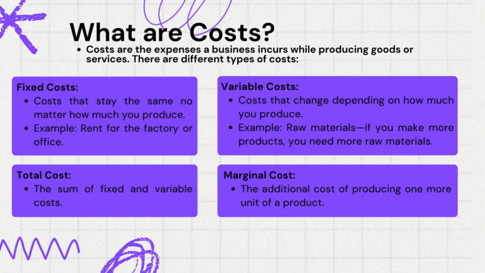What are costs? Costs are the expenses a business incurs while producing goods or services. There are different types of costs. Fixed costs, costs that stay the same no matter how much you produce. Example, rent for the factory or office.